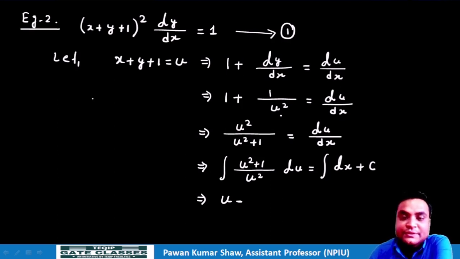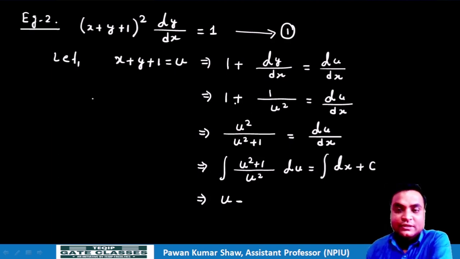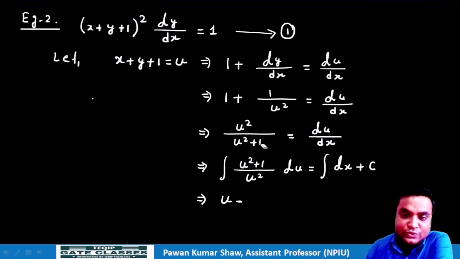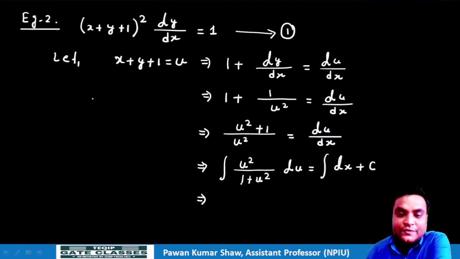Okay, I have made a mistake probably here, because when you take the LCM it will be u square, sorry, this will be u square plus 1. Now it is correct. Okay, and now what we can write is u square divided by 1 plus u square. Okay, now we can take the integration. See here u square and here it is 1 plus u square.